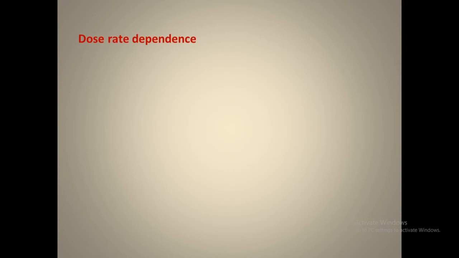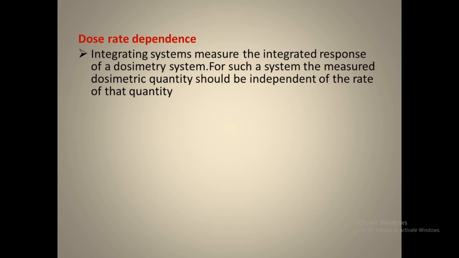Next is about dose rate dependence. Integrating systems measure the integrated response of a dosimetry system. For such systems, the measured dosimetric quantity should be independent of the rate of that quantity.